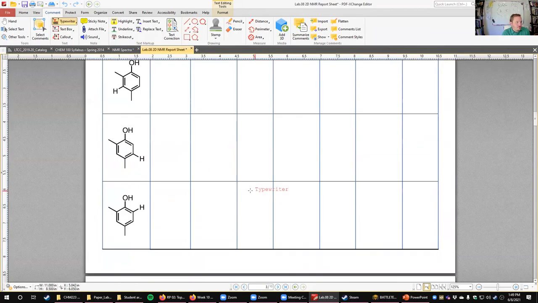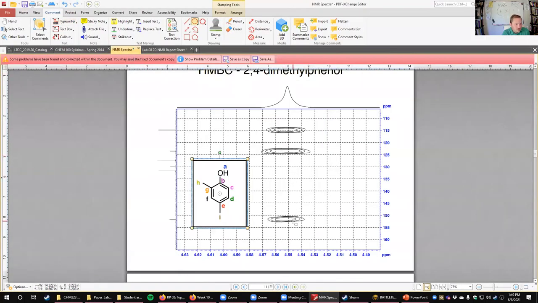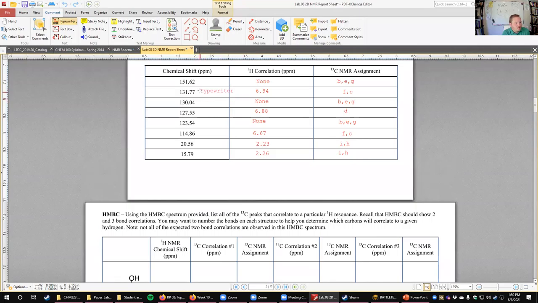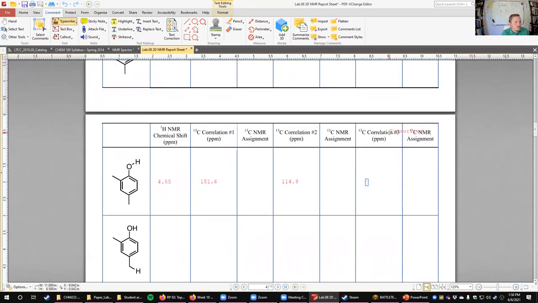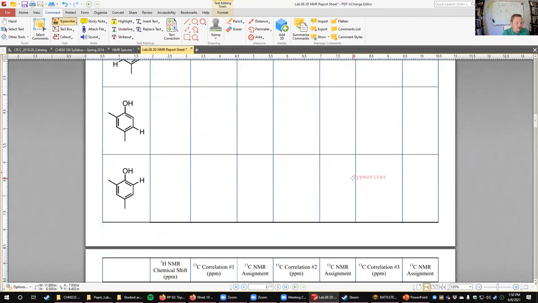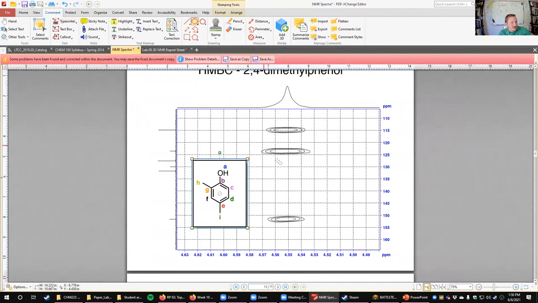So is it 4.55 was the hydrogen, or was the alcohol. It's correlated to, say, 150, 124, and the 115. The 151.6, 114.9. And last one's 123.5.